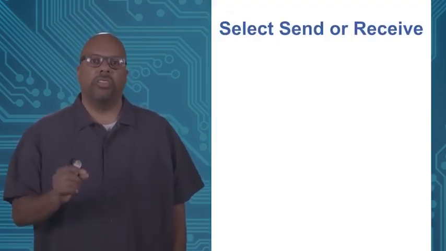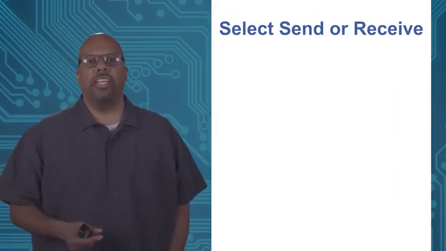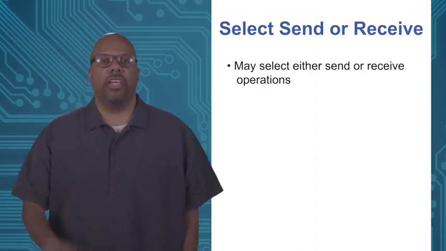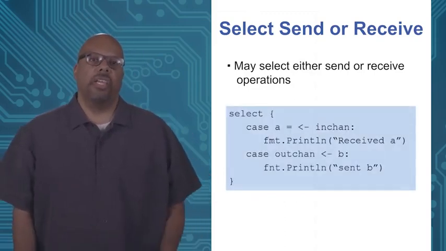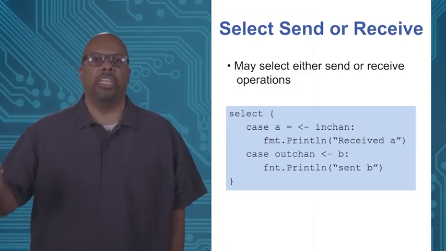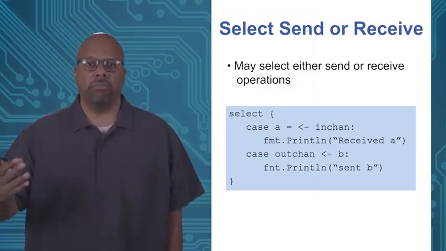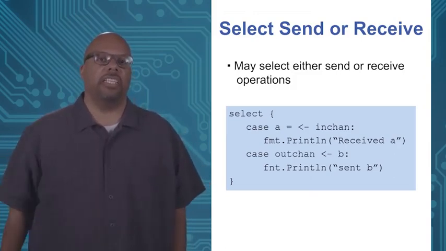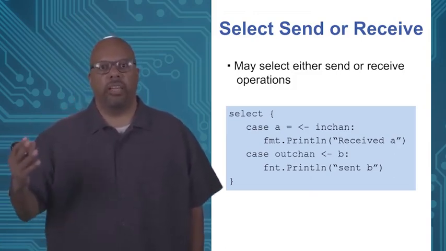Now, the way I described it before, I was assuming that we were blocking on receiving data, but we can also block on sending data. So with select, your case can either be receiving data from a channel or sending data on a channel. I have that here. Let's say my first case, A is assigned to be arrow inchan. So I have some input channel called inchan, and if something comes in on that, then A gets assigned to that, and you print received A.